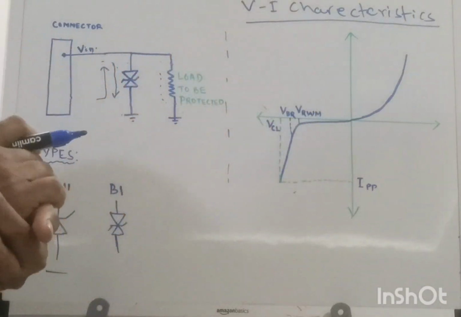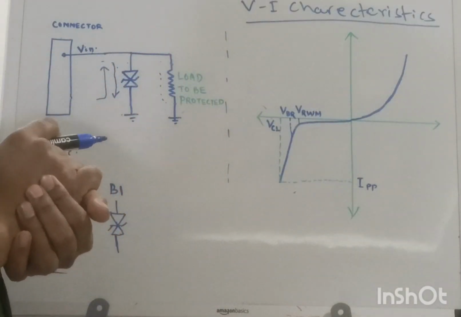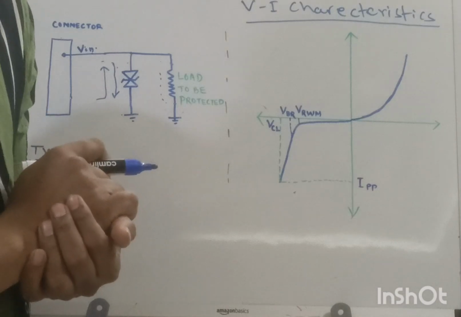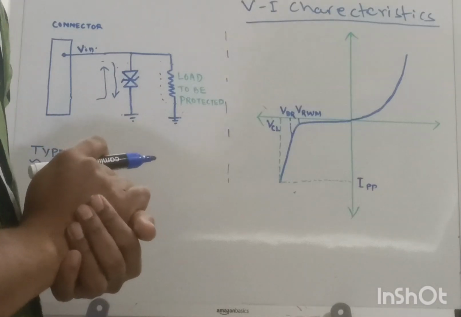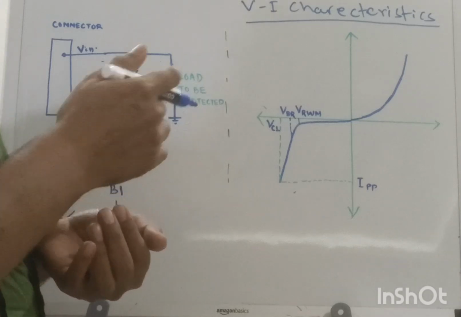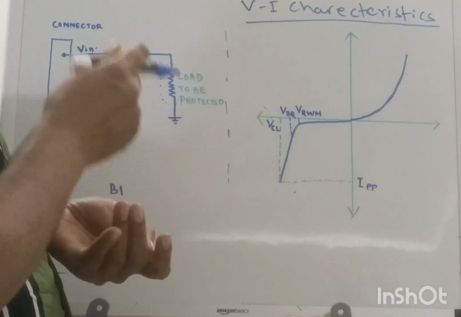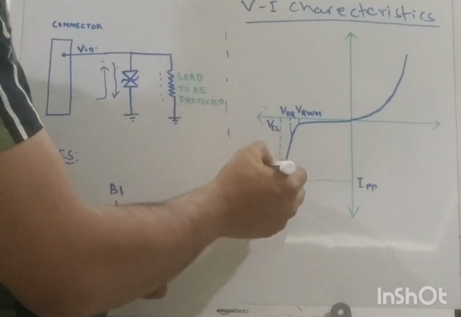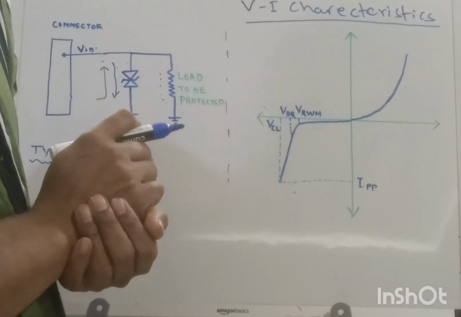IPP is one of the critical parameters. IPP means peak pulse current. This is the maximum current that your TVS diode can sustain without damaging the junction. That means above your clamping voltage, when your TVS diode suppression starts, the current should be limited within the IPP value so that the TVS diode will not be damaged.